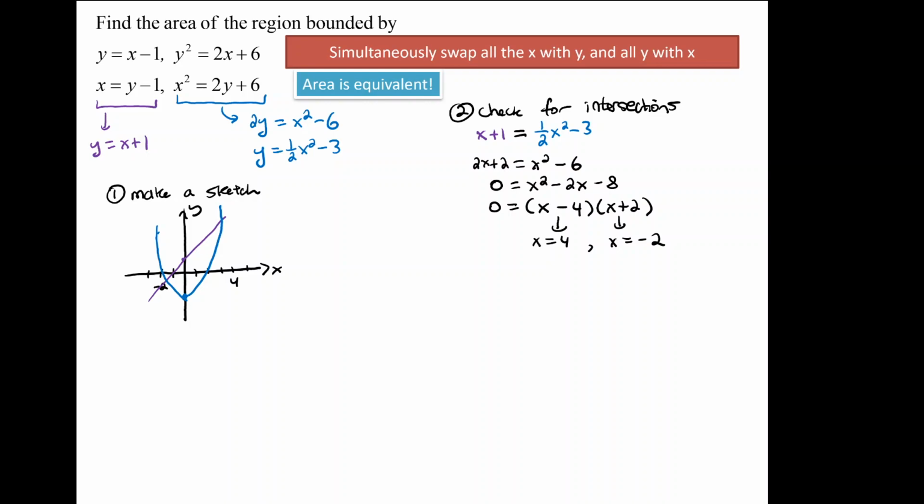And notice I didn't draw it right. I'm not going to go back and erase it. It's supposed to cross at an x value of 4, but it's looking like it's crossing at an x value of 3, and it's just because this is a sketch. It needs to be good enough to tell which is the top function and which is the bottom function.